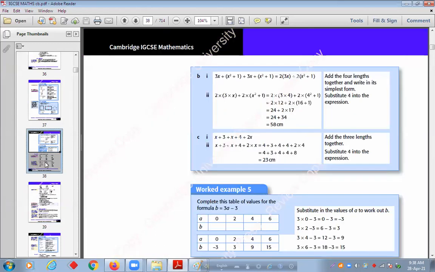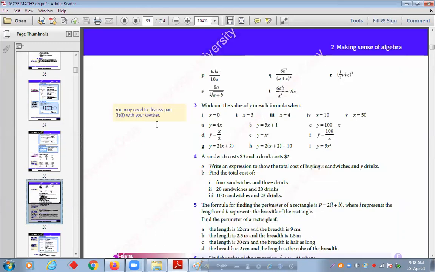Yes, sir. This one, is it? So work out the value of y in each of the formulas. When x is equal to 0, 4 into 0 means 0. When x is equal to 0 in this, 3 into 0 is 0, and plus 1. That means y is equal to 1. When x is equal to 3, 3 threes are 9, plus 1 is 10. When x is equal to 4, that means 4 threes are 12, plus 1, y is equal to 13. This way. Understood? Yes, sir.